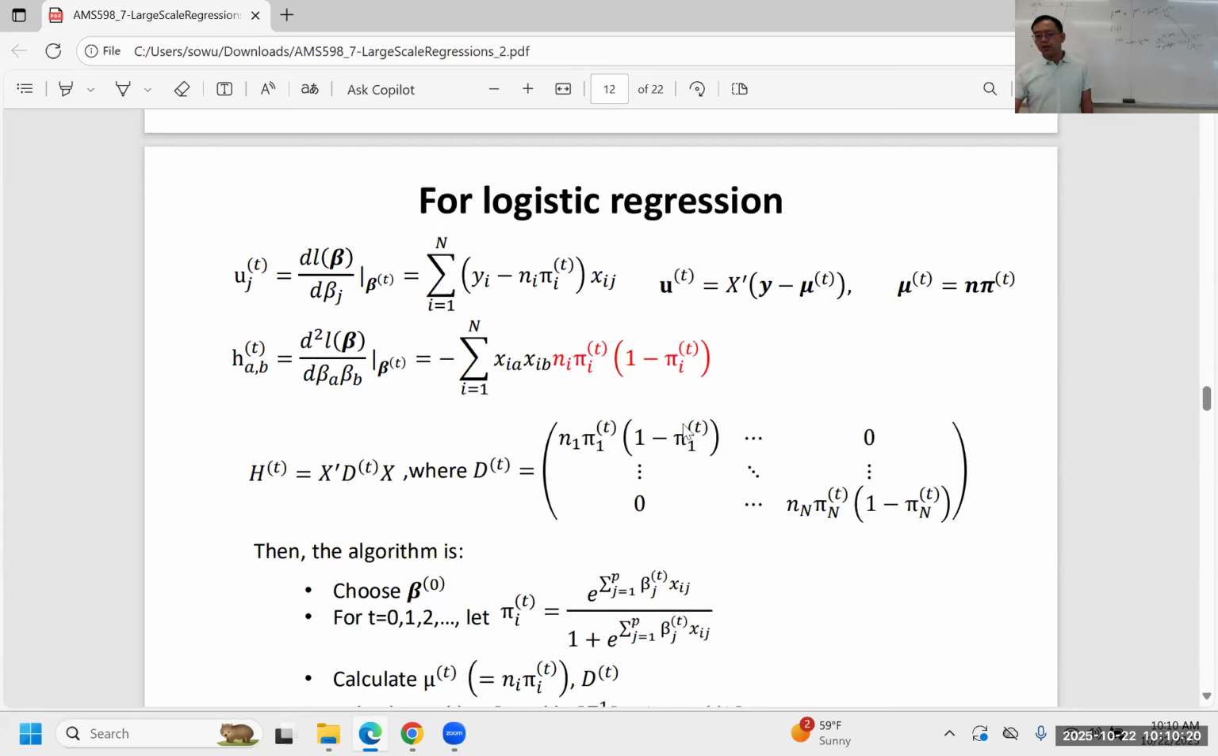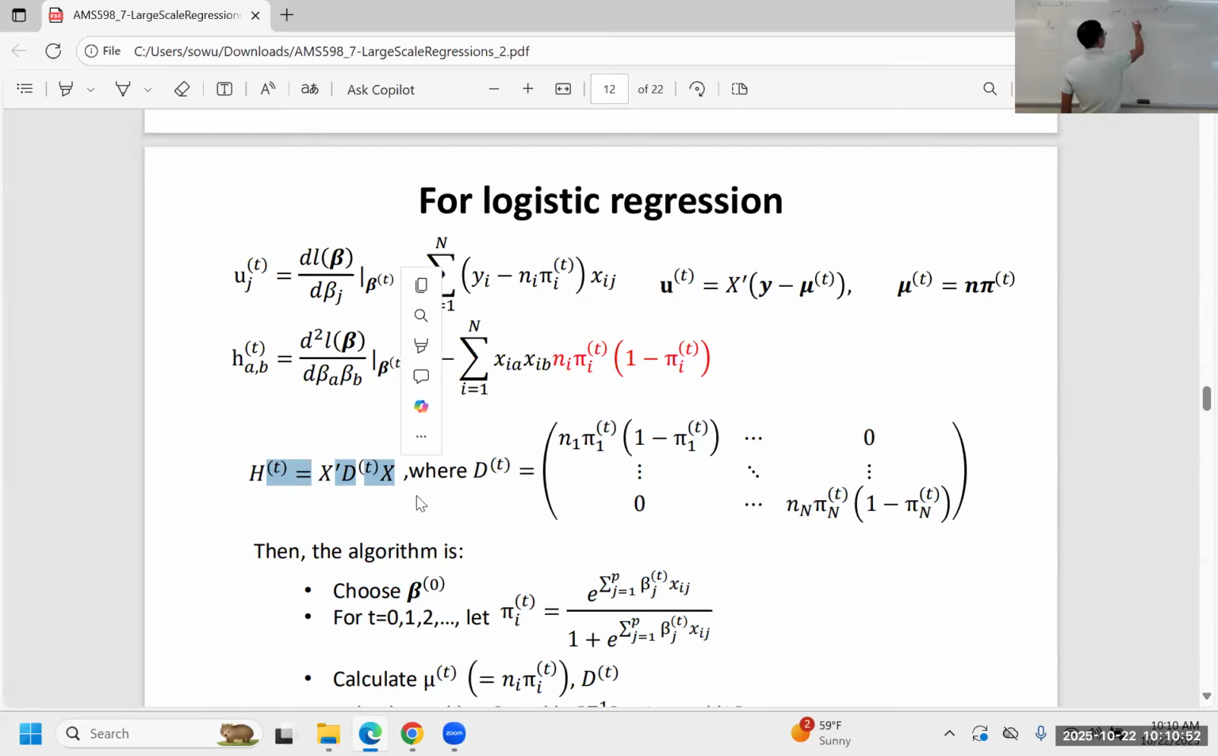So that's because this comes directly from the formula above. It's going to be the transpose of the design matrix times the diagonal matrix D, with the diagonal elements being the variance of the yi, and then multiplied by X again. This is our function.